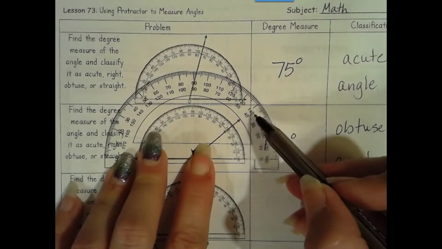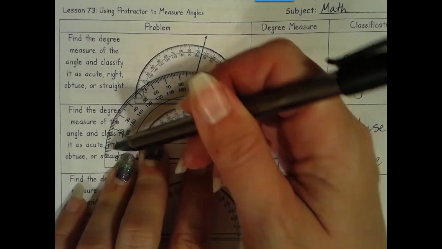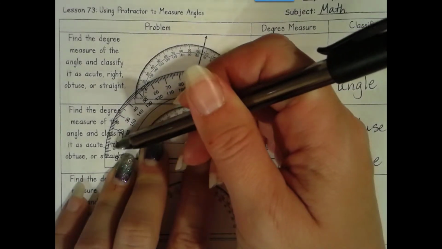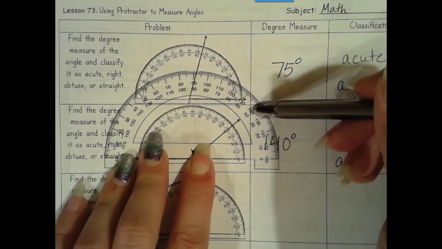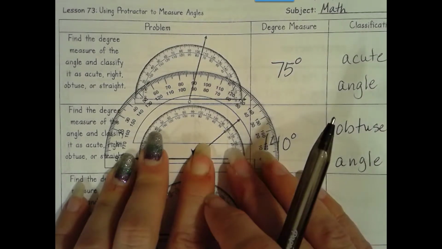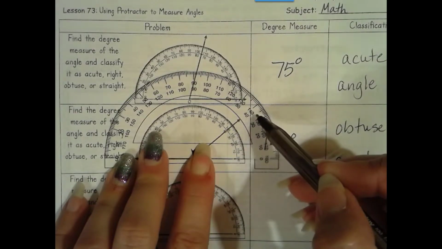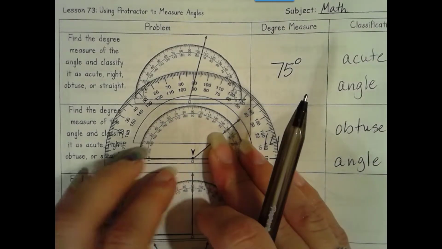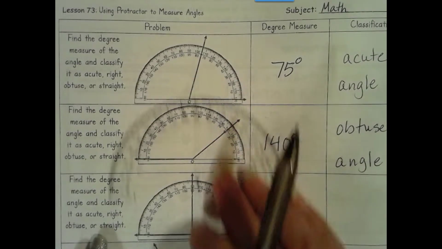We know to use the 140 for two reasons, because the 0 that I'm pointing at over here is on the top set or outer set of numbers, and also it's obtuse, so that one makes more sense. It's reasonable to use 140. It's not reasonable to use 40 because it's obtuse, not acute.